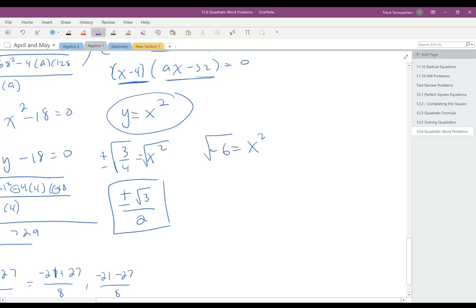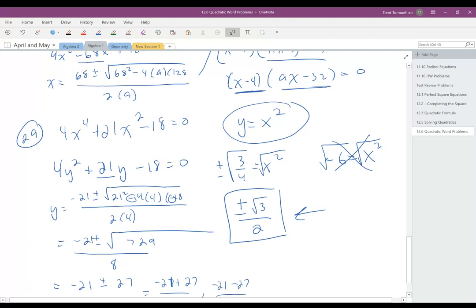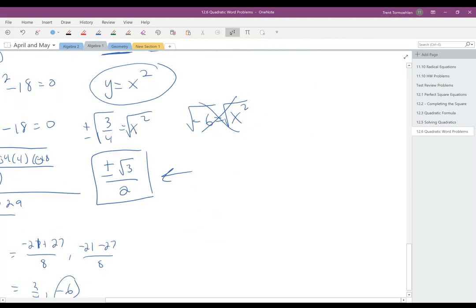Over here, when I take the square root, what happens? We get an imaginary answer, and so there's no real solution. So it turns out this one, even though we maybe could have expected 4 solutions because we had a 4th degree polynomial, only has 2 solutions because 2 of them are imaginary.